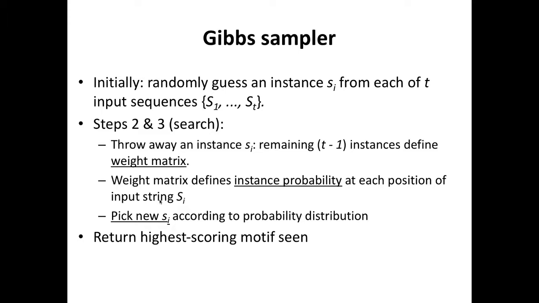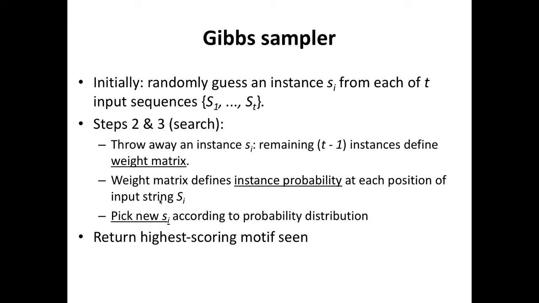Yes? Returning the highest scoring motif, how do you know you hit the highest one possible? You don't. You never know that. You have to at some point decide we've not seen enough changes. Yeah. So that's the problem with alternating approaches, right? You can never do it exhaustively.